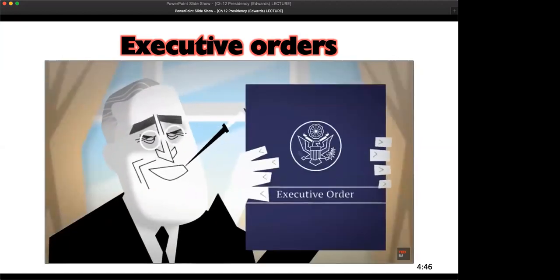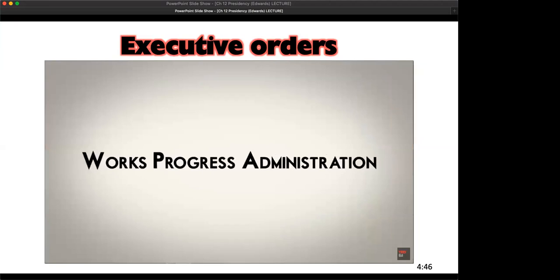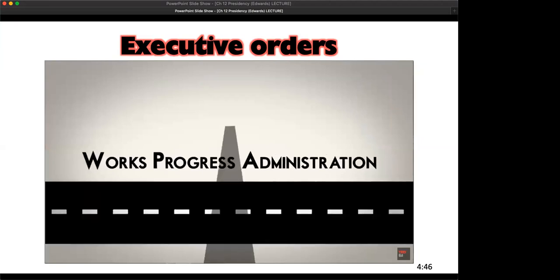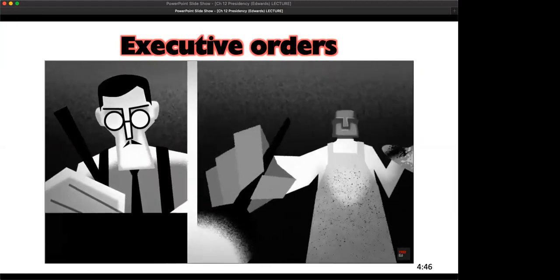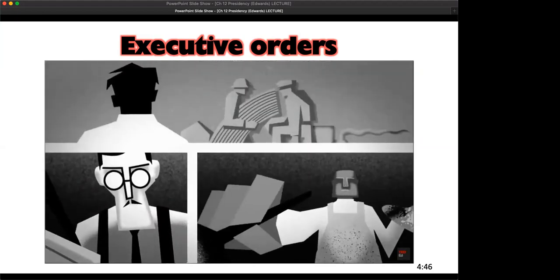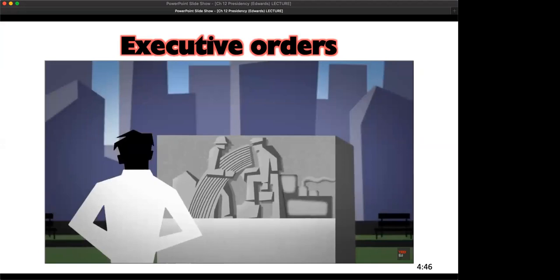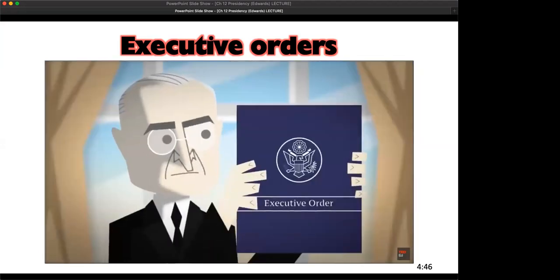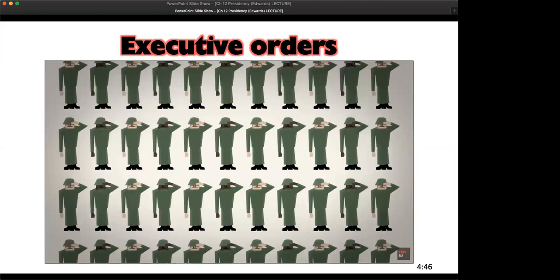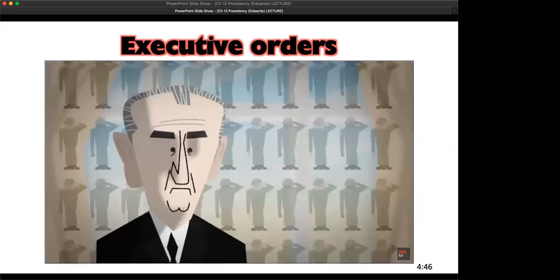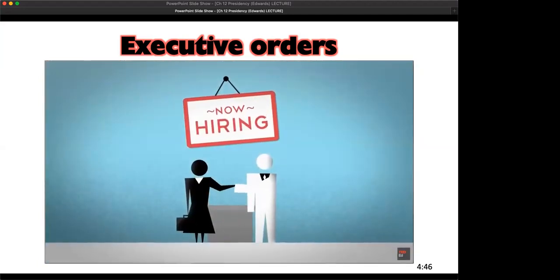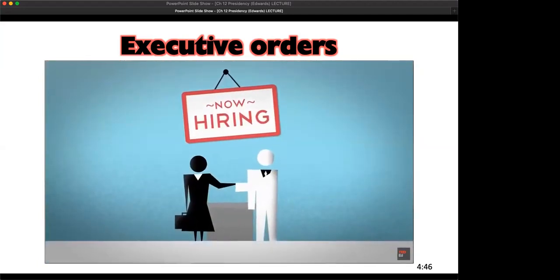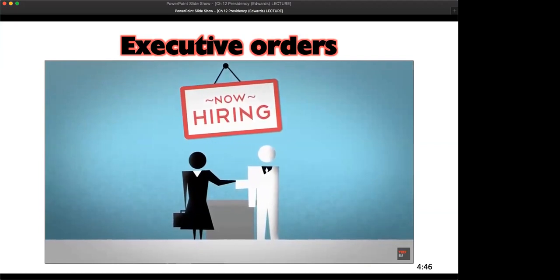FDR issued an executive order to establish the Works Progress Administration, which helped build thousands of roads, bridges, and parks throughout the country. The WPA also employed thousands of writers, painters, sculptors, and artists to create works of art in public spaces. Additionally, Harry Truman used an executive order to desegregate the armed forces in 1948. And in 1965, Lyndon Johnson signed an executive order to establish requirements for non-discriminatory practices in hiring and employment.